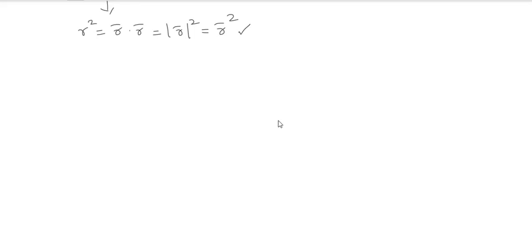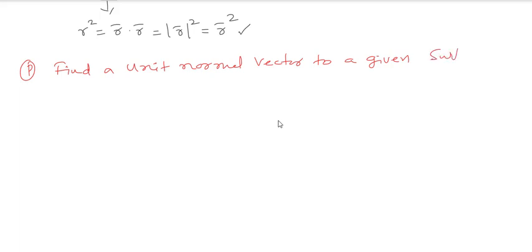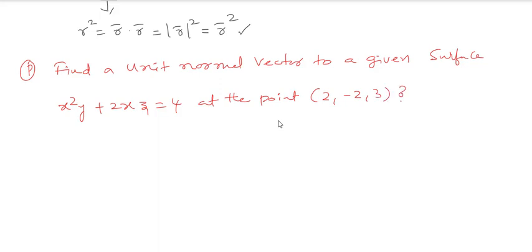Find a unit normal vector to a given surface x square y plus 2xz is equivalent to 4 at the point 2 comma minus 2 comma 3. This is the question. Same as this. Yeah. They have given the surface, they have given the point, they are asking a unit normal vector.